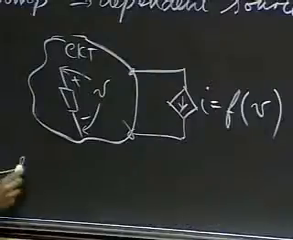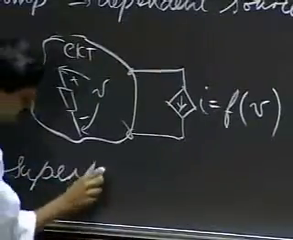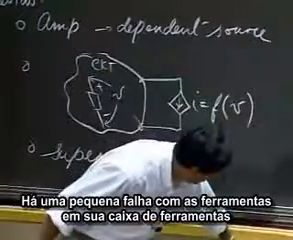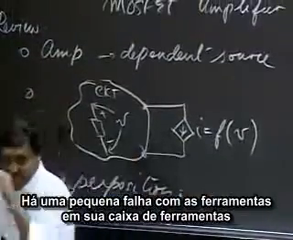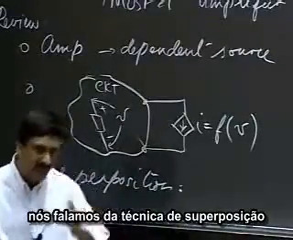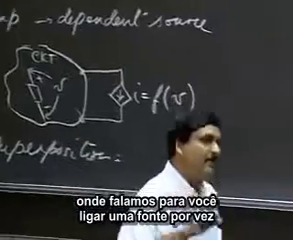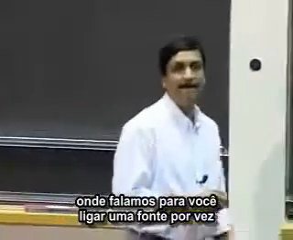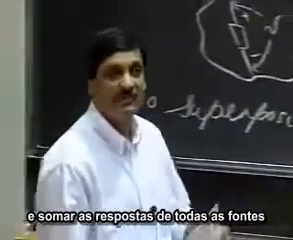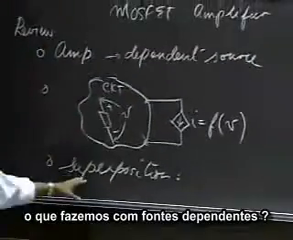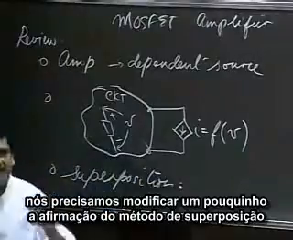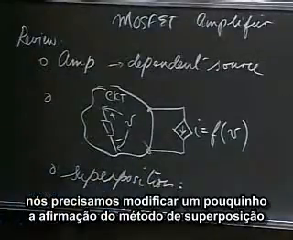As a quick aside, there's a small glitch with the tools in your tool chest. So we talked about the superposition technique, where you were taught to turn on one source at a time for a linear circuit, one source at a time, and then sum up the responses to all the sources acting one at a time. Well, what do you do about dependent sources? Okay, a dependent source is a source, and we have to modify the superposition statement just a little bit.